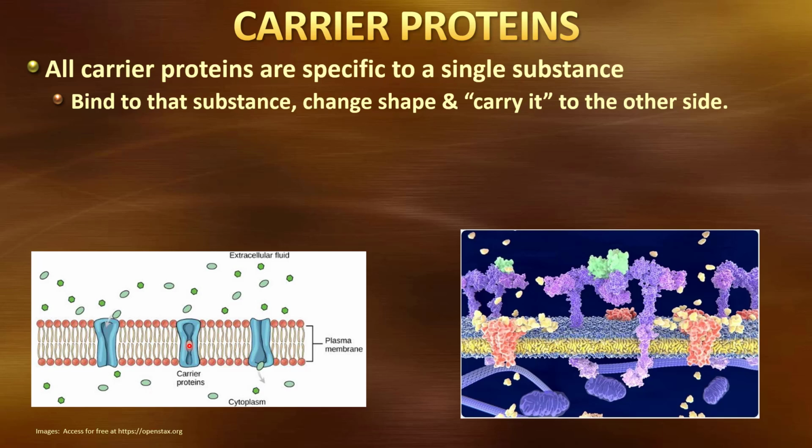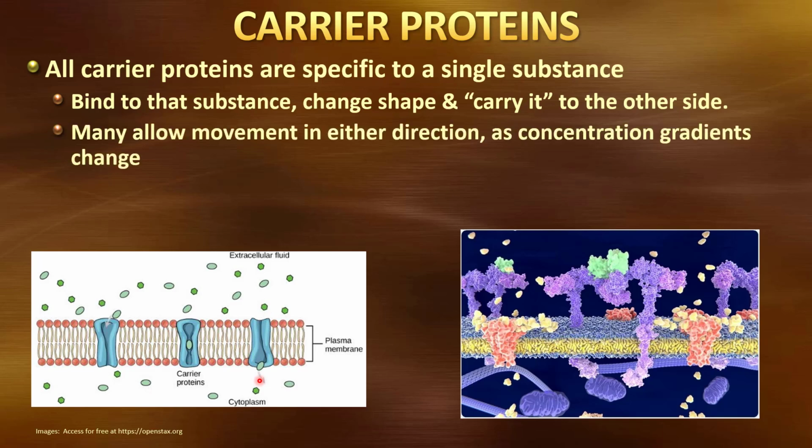When it does bind, it causes a change in shape of that protein, and that change in shape then brings this molecule to the inside. Imagine that it's got arms on both sides of the membrane, and when this molecule comes and binds to it, it kind of flips over in the membrane, and the hand that was holding it is now on the other side. So it just flips it across the membrane.